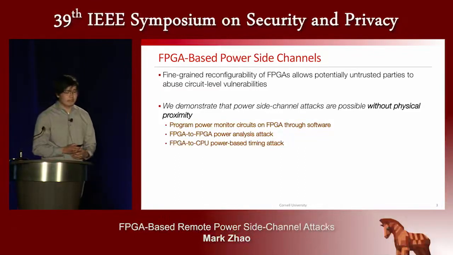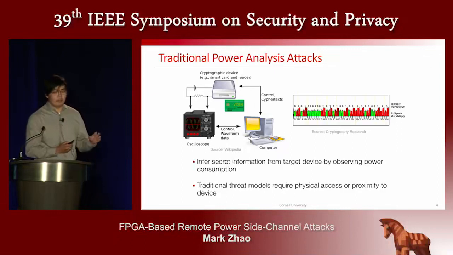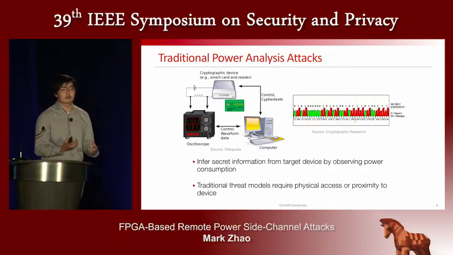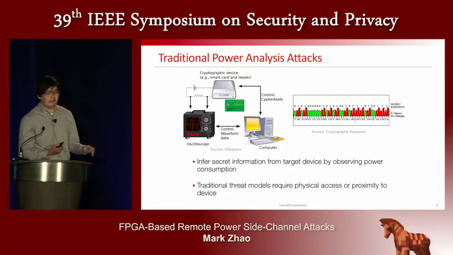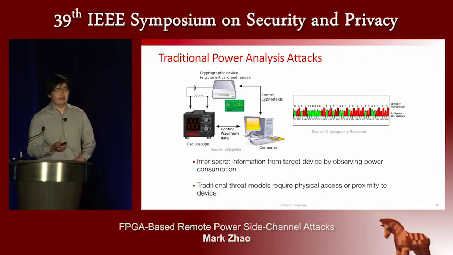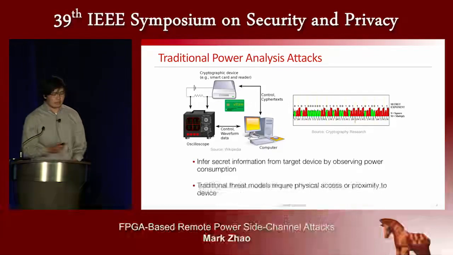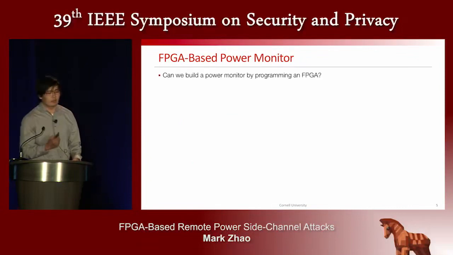And I'll talk about an FPGA to FPGA power analysis attack, followed by an FPGA to CPU power-based timing attack. So just as a bit of background on power analysis attacks, a traditional power analysis attack works like the figure on the left, where an attacker is assumed to have full physical control over the target device. The attacker then measures the power consumption of the device using a lab bench oscilloscope, which then gives him or her a trace as shown on the right. Using this power trace, the attacker can then infer confidential information that the device is processing. In contrast, our attack assumes no physical proximity to an FPGA. We only need the ability to program an FPGA.